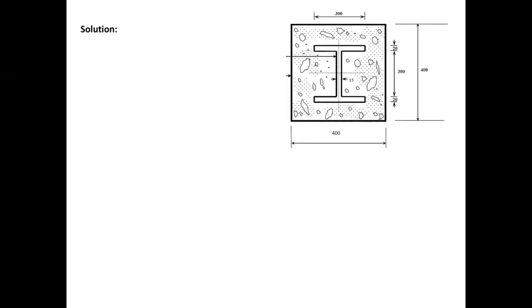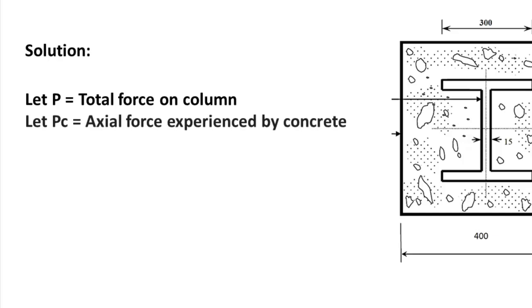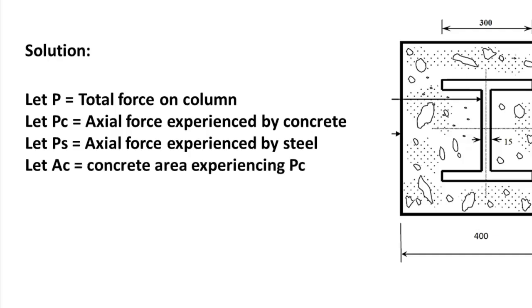Okay, this is how we can solve this problem. These are the assumptions I'm going to use. Let P be the total force on the column, that's the 1250 kN, and Pc will be the axial force experienced by concrete only, and Ps, the axial force experienced by steel. The area of concrete that's under compression, or the area of concrete experiencing the Pc, is Ac, and the area of steel experiencing Ps is As.